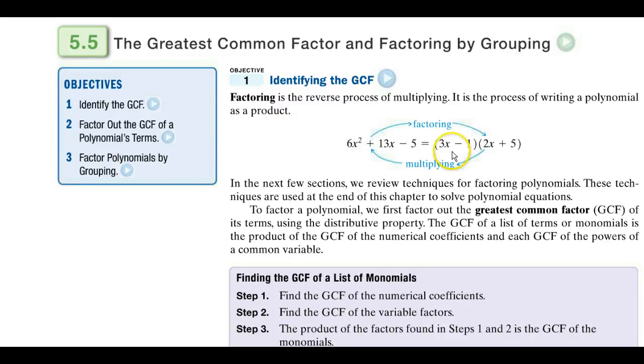So if we look at our binomial here, by foiling it, we got to a product that is a trinomial. But we can now factor this through a process we're going to go over to reverse it to its binomial factors. So that's what we're going to do. We're going to start off by looking for the greatest common factor.